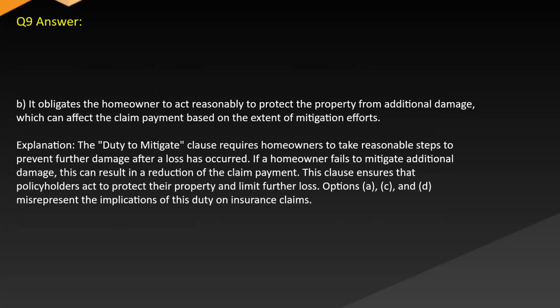Answer: B. It obligates the homeowner to act reasonably to protect the property from additional damage, which can affect the claim payment based on the extent of mitigation efforts. Explanation: The duty to mitigate clause requires homeowners to take reasonable steps to prevent further damage after a loss has occurred. If a homeowner fails to mitigate additional damage, this can result in a reduction of the claim payment. This clause ensures that policyholders act to protect their property and limit further loss. Options A, C, and D misrepresent the implications of this duty on insurance claims.